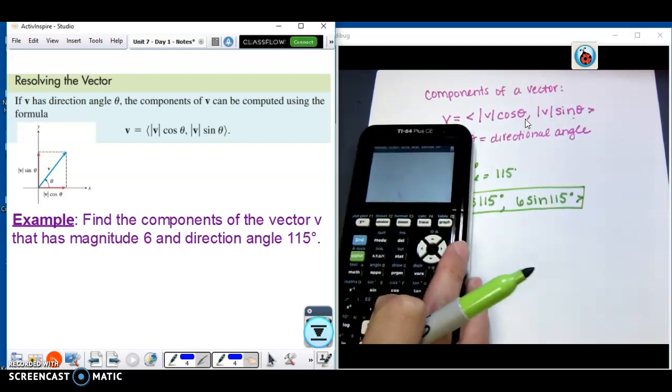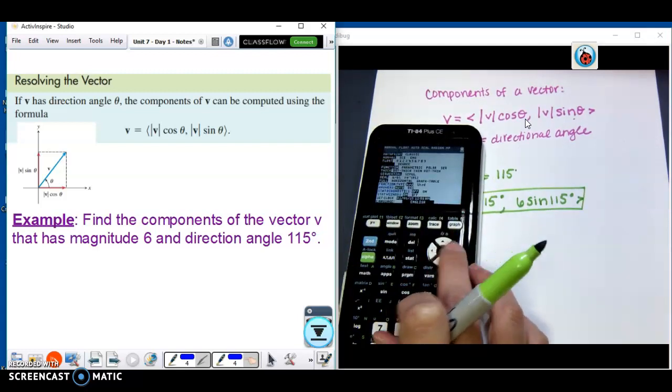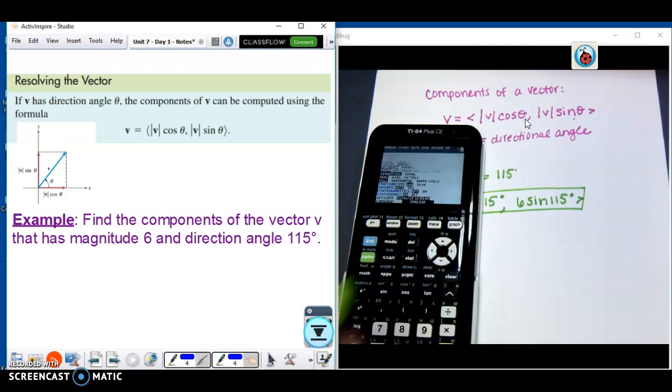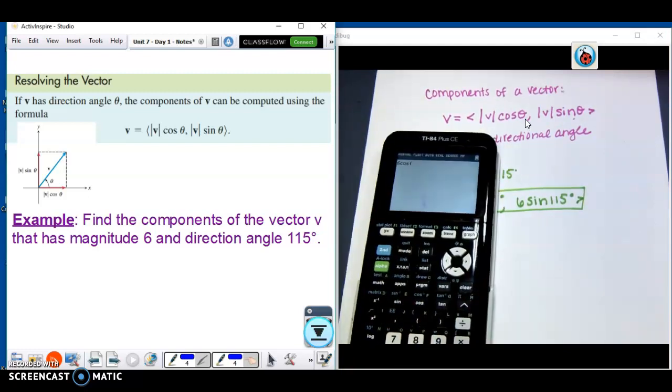First thing, because we're working with 115 degrees, you need to put your mode in degrees. Change that. And then you're just going to type this in. So we have 6 cosine 115.